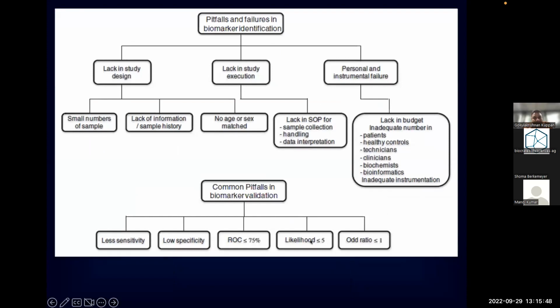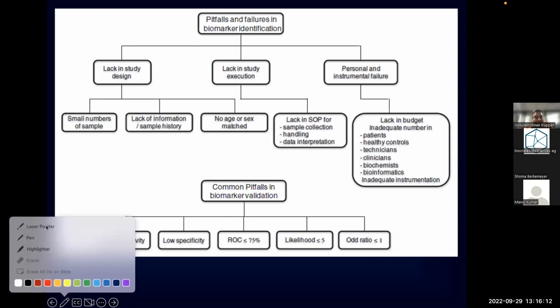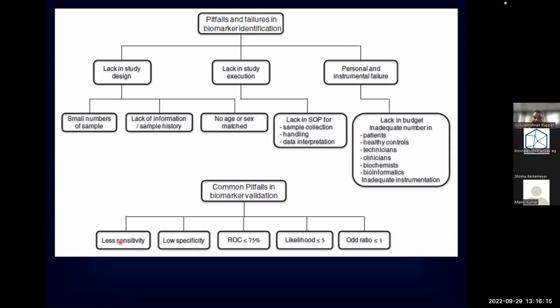So what are the pitfalls or failures in biomarker identification? There is either a lack of study design, lack of study execution, or any instrumental or personnel failure. Of course, sample size is one of the issues, and there could be age or gender not matched, BMI not matched, or other clinical variables not matched, which could be confounding factors. And in validation, there is low sensitivity, low specificity, low ROC, and low likelihood ratio. Of course, we have to come across all these pitfalls and failures in biomarker identification.